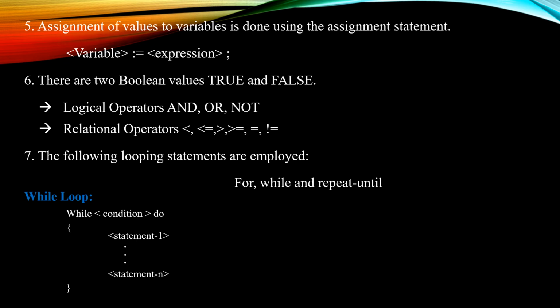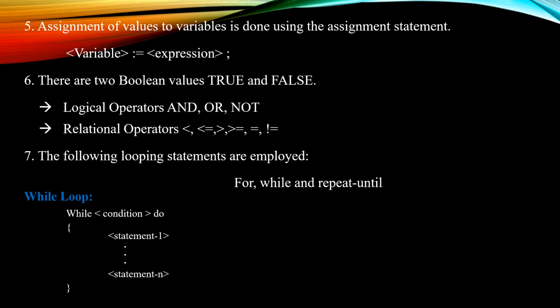Sixth convention is there are two Boolean values, either true or false. The results of true or false come from the logical operators or from the relational operators. The logical operators are and, or, not. The results of the relational operators, such as less than, greater than, less than or equal to, greater than or equal to, double equal or not equal, are also true or false.